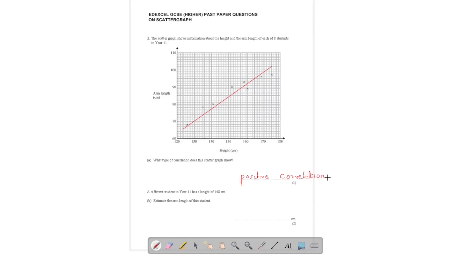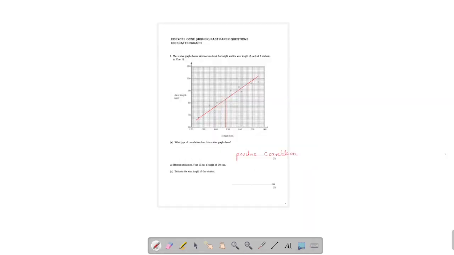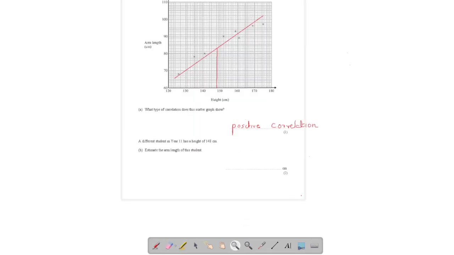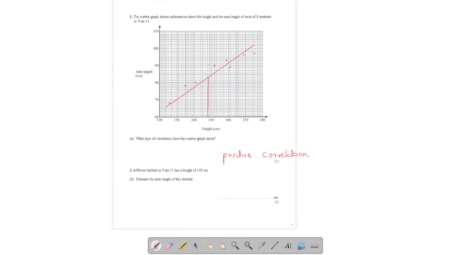A different student in year 11 has a height of 148 centimeters. Estimate the arm length of the student. So what we do, we look at 148 centimeters. That's that. Draw across. You can see that is 83 centimeters.